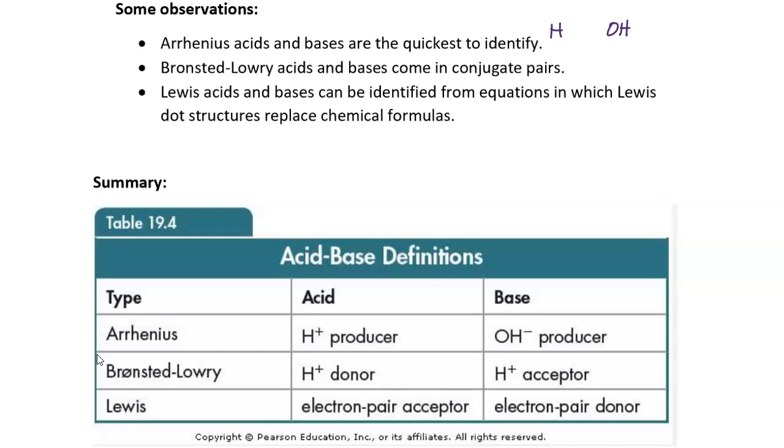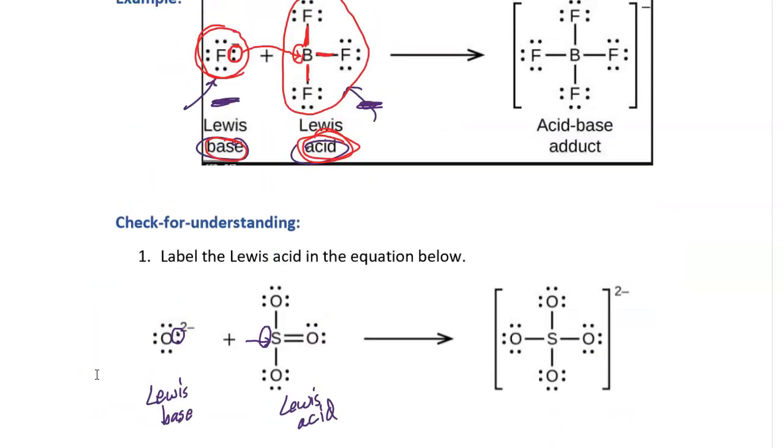Bronsted-Lowry acids and bases come in conjugate pairs. On the left side of the arrow, one of the things is an acid and the other one's a base. And then on the right side of the arrow, you can identify the conjugates for each of those. And a third observation, Lewis acids and bases can be identified from equations in which the Lewis dot structures replace the chemical formulas. That's why my example for finding a Lewis acid or base used the dot structure drawings instead of using just formulas like we did for the previous examples.